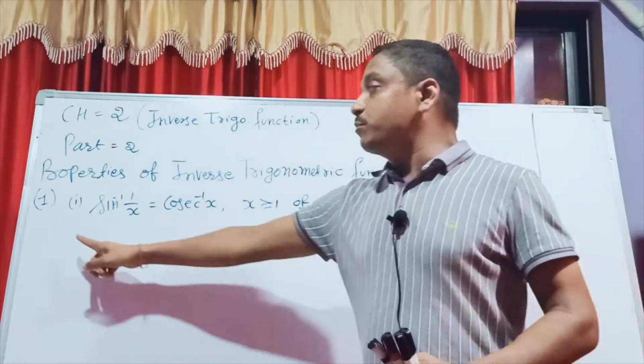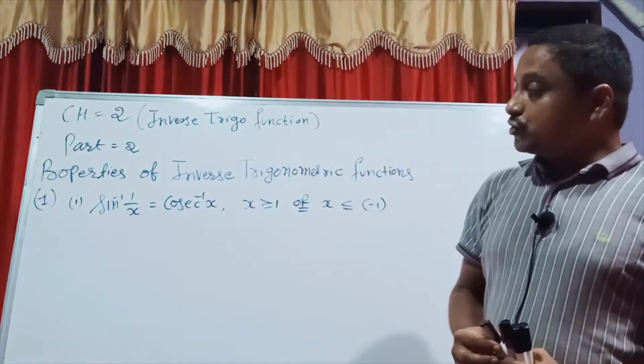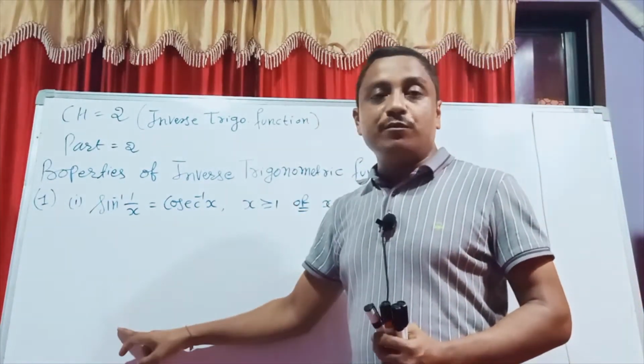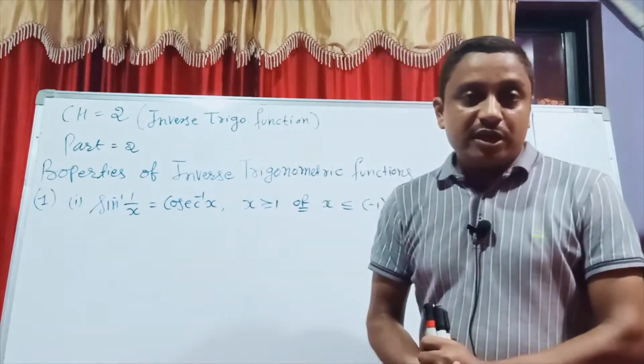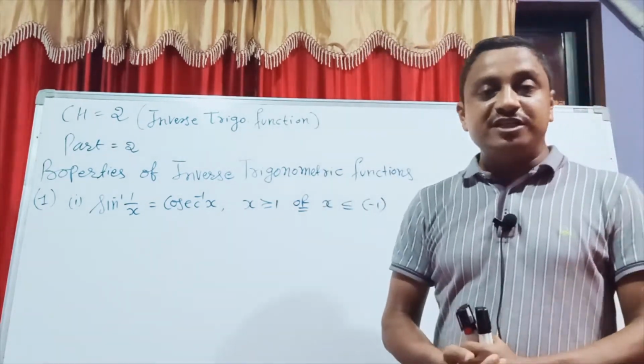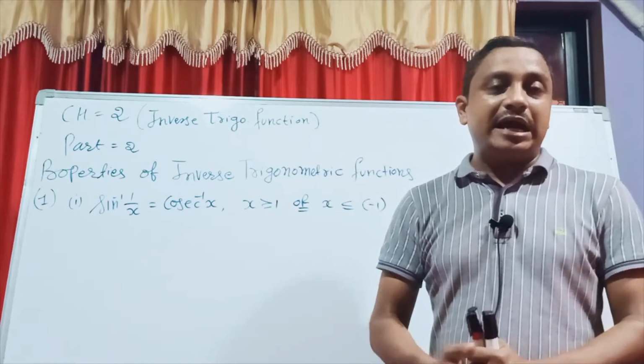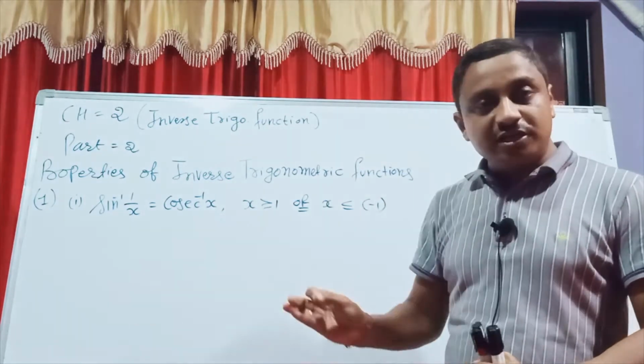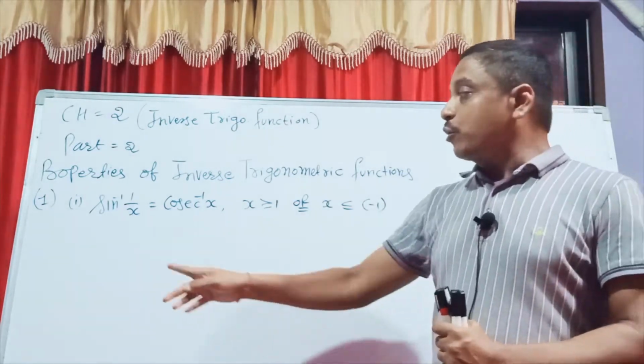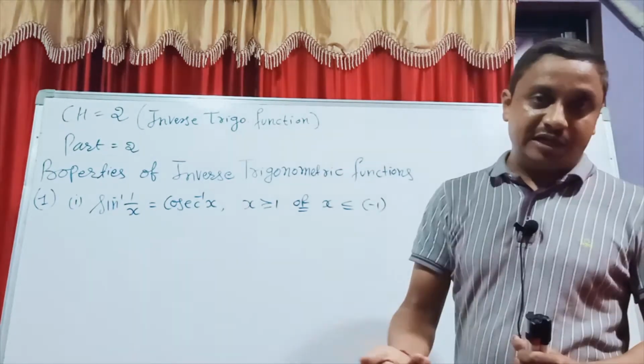In the first property, there are three parts. In total, the chapter has 6 properties. One by one, I will explain them in detail with solutions, and these properties are utilized in the further numericals.